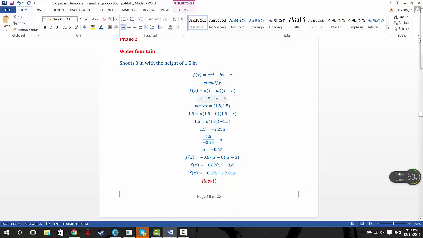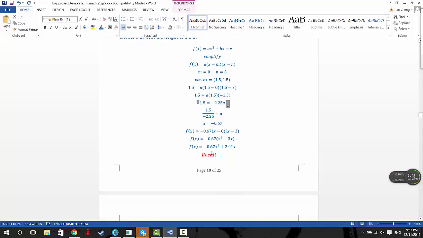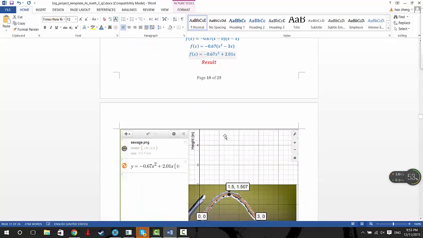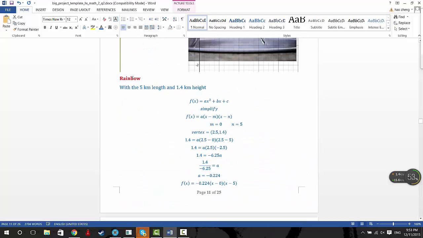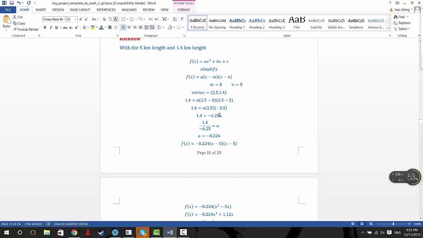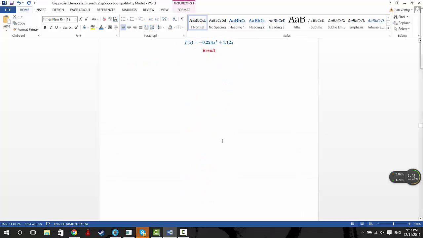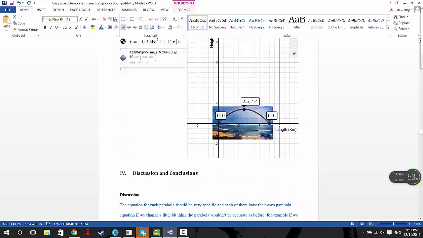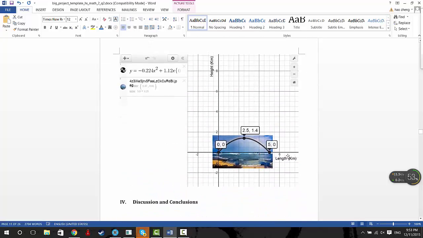And yeah, I told you 0 to 3, so it's shooting 3 inches, and the height is 1.5 inches. Yeah, great. And the result I already showed you here. Even for the rainbow, you see that these are the results that I get. Here's a rainbow. Yay, rainbow again.